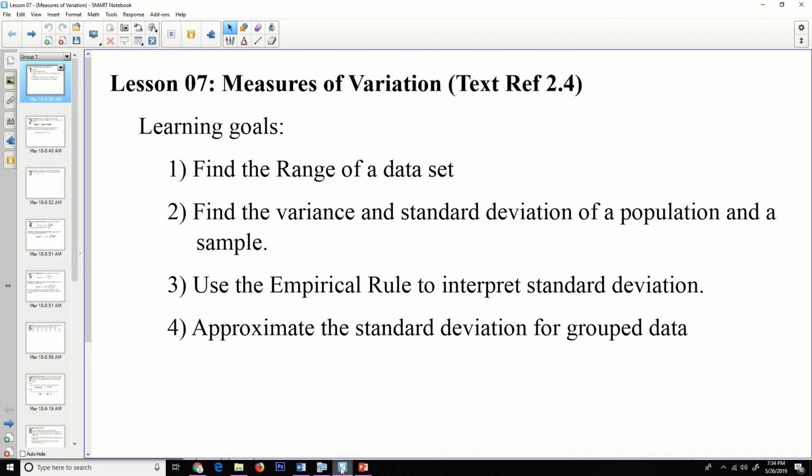Today we're going to find the range of a data set. We kind of did that in the last lesson because of finding the mid-range. And then we're going to find the variance and standard deviation of a population and as a sample, we're going to use the empirical rule to interpret standard deviation, and then we're going to approximate the standard deviation of grouped data.